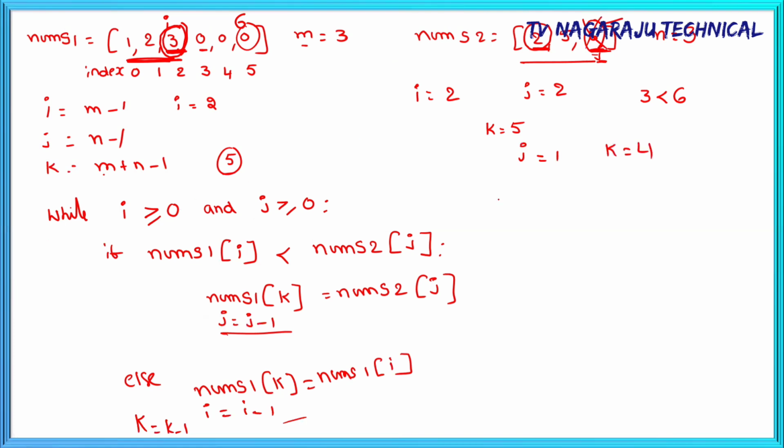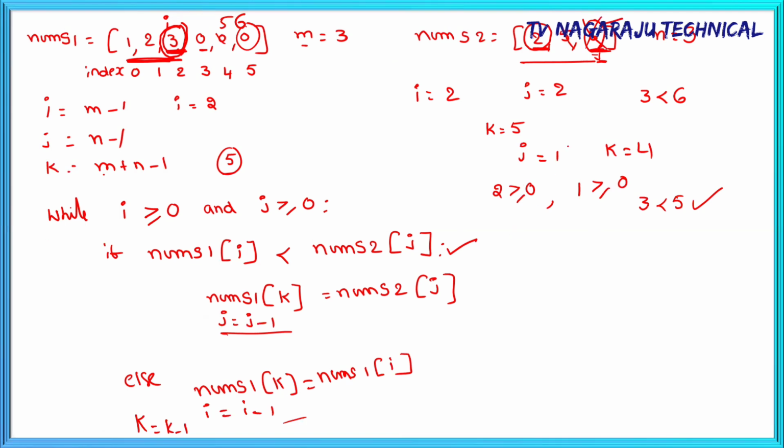Repeat the same. i value, that is 2, greater than or equal to 0. 1 greater than or equal to 0. Now, nums1 of 2, that is again 3, is compared with 5. 3 is compared with 5. Again 5 is greater. What we are doing? This condition is okay. 5 is placed at this position.